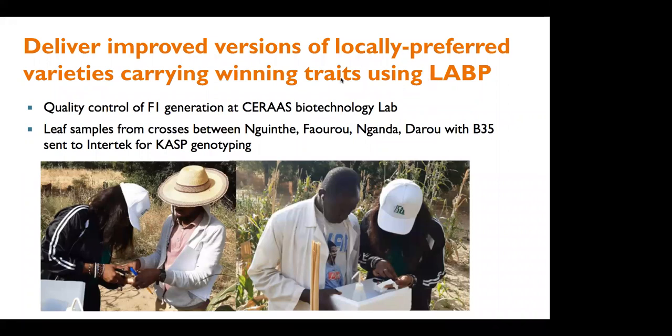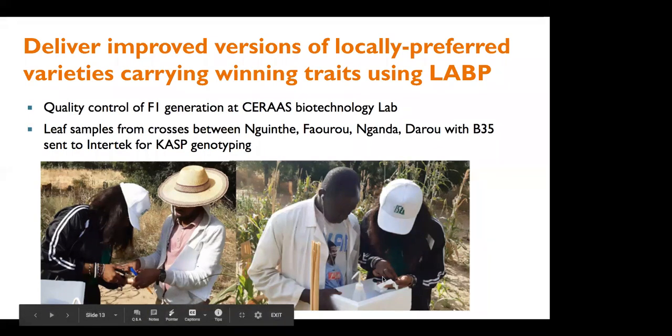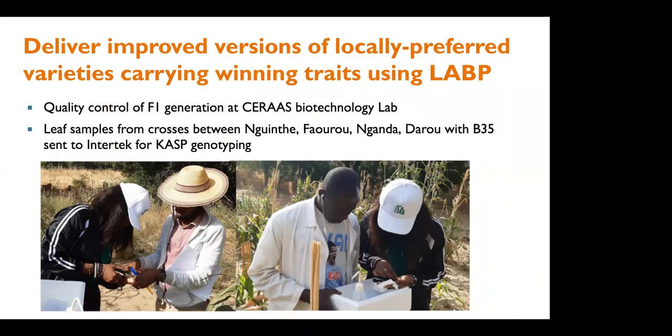So under that local adaptation breeding platform, this is where we're doing marker selection to be able to rapidly develop some new candidate varieties that will then move into phenotypic testing. There's been a lot of work on genotyping, and so this is an example of the team at ISRA collecting leaf punches out of the breeding program.